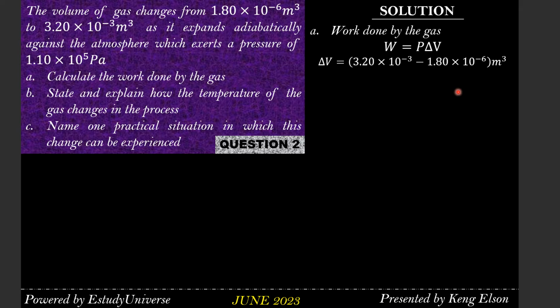I'm not going to be doing all the manipulations for you. I've already punched, and I'll just be giving you the answers so that we move faster. So the change in volume is equal to the final volume minus the initial volume, and the unit is meters cubed. The pressure has been given as 1.10 times 10 to the power 5 Pascal. So the work done is basically 3.52 times 10 raised to the power 2 joules. When you get your change in volume, you multiply by the pressure, then you get your answer in joules directly.